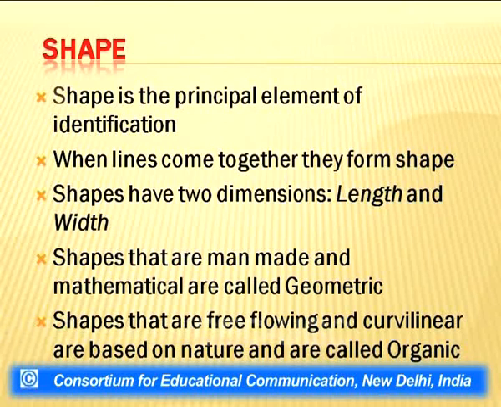Let us look at what shape is, the principal element of identification. When lines come together, they form shape. So you can see the importance of line. We have also talked about how line gives a shape, gives form, and a form gives a structure to a design. We also talked about this when we were talking about lines. So again, when lines come together, they form shape. Shapes have two dimensions. They have length and width. We just talked about it being a two-dimensional thing. And shapes that are man-made and mathematical are called geometric. And shapes that are free-flowing and curvilinear, based on nature, are called organic. So we have two major kinds of shapes that we talk about, geometric and organic.